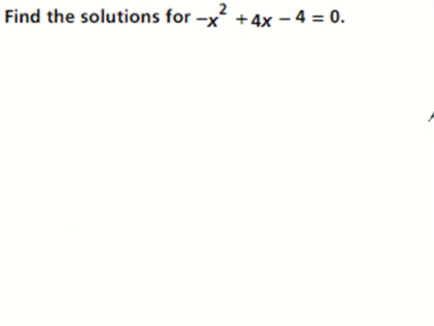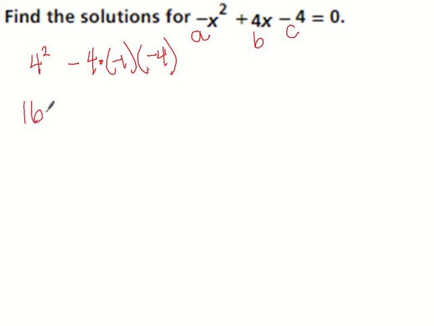All right, so find the solutions for negative x squared plus 4x minus 4. So we take 4 squared, because that's b, minus 4 times negative 1, because that's a, times negative 4, because that's c. 16 minus, well, 4 times negative 1 is negative 4, and negative 4 times negative 4 is 16. And 16 minus 16 is 0. Since it's equal to 0, we would say 1 solution.